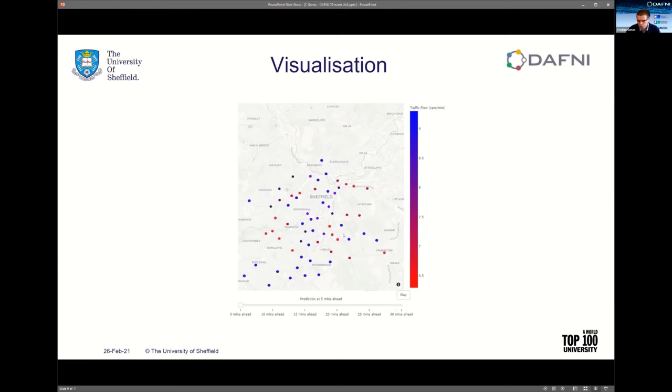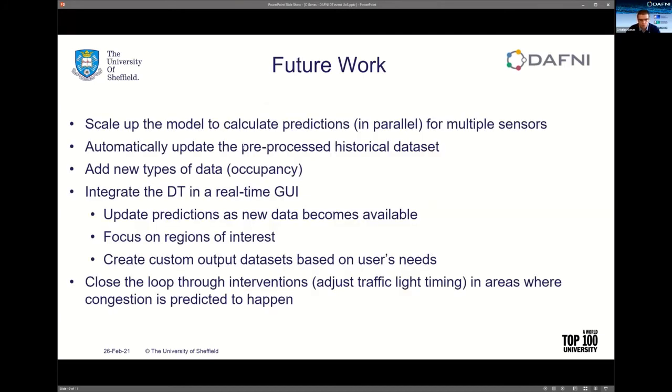At the moment, if you go on the platform and run the code, it's only going to plot one of these dots because the code runs for one sensor. But we are in the process of scaling it up, and it will be a matter of just running the code in parallel for multiple sensors. So a few plans that we have, like I said, are to scale this up by calculating predictions in parallel for multiple sensors. We want to have the model that updates the pre-processed data set run automatically in the background.